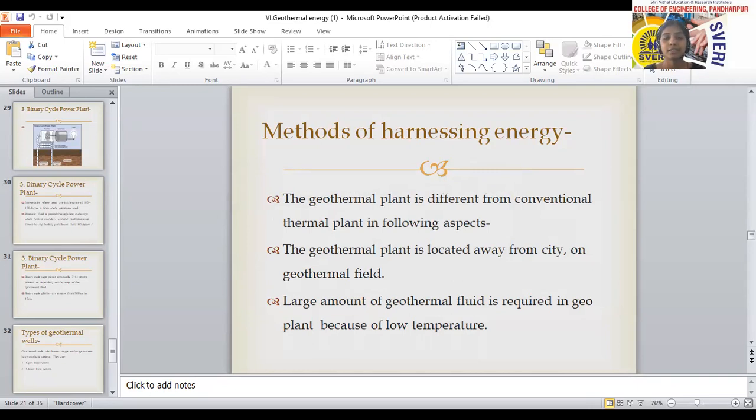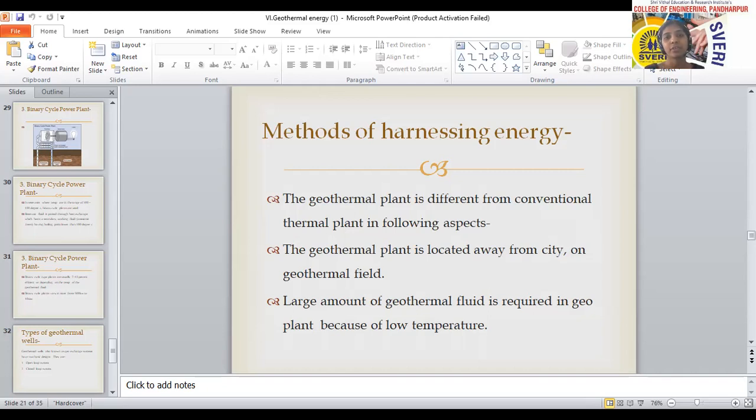We'll tell the resources: hydrothermal resources. So which was the next resource of geothermal energy? We saw hydrothermal resources, then geopressured resources, hot dry rock resources, and magma resources. These are the types of resources we saw in the last lecture.